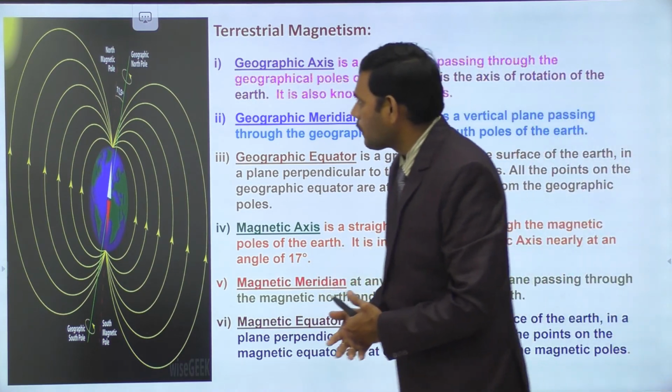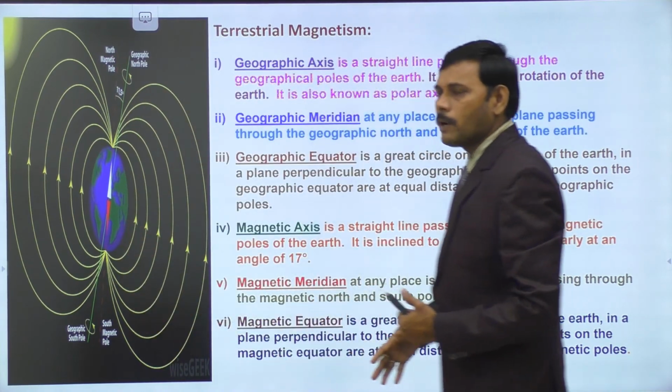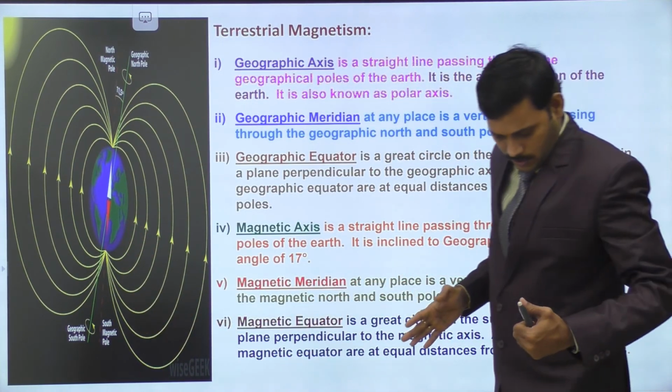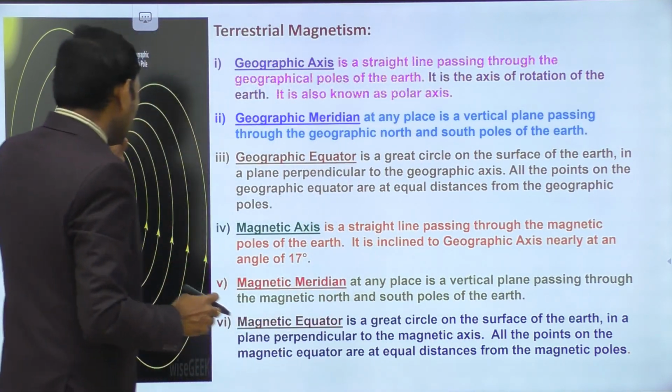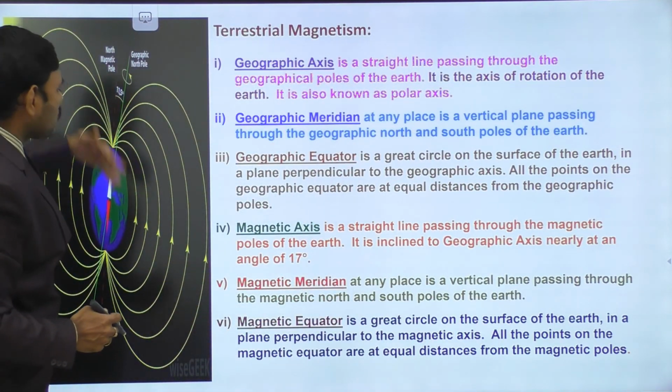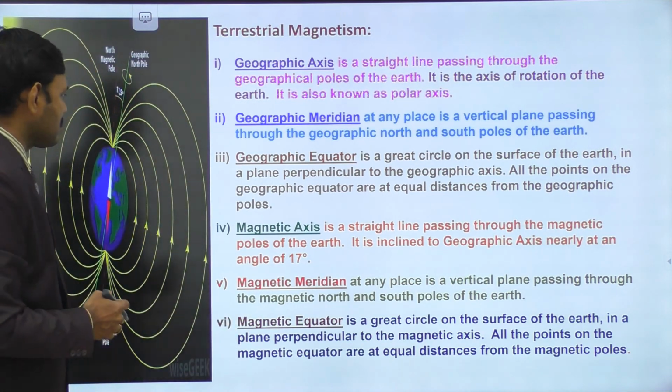Next, magnetic meridian. The vertical plane passing through magnetic axis is magnetic meridian. The plane perpendicular to magnetic meridian is magnetic equator. So these are the important definitions.